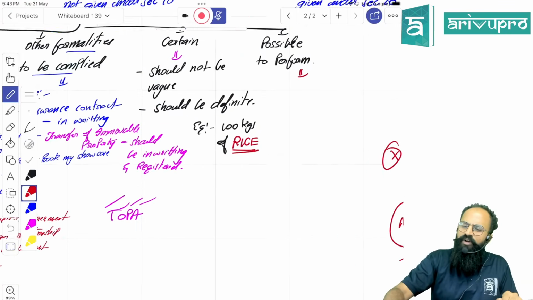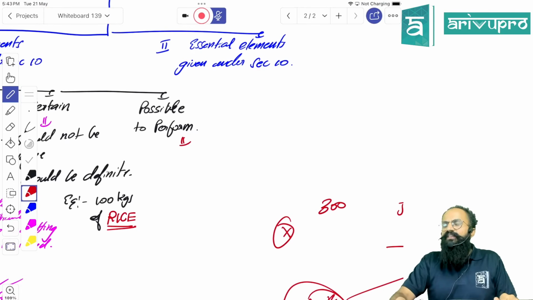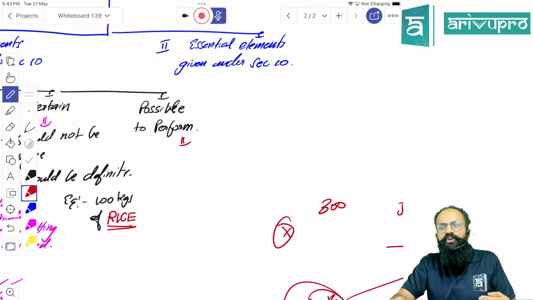Possible to perform. What is possible to perform? See, this is a simple thing. It is not possible to perform like this, what all can come. Now imagine what comes under possible to perform.